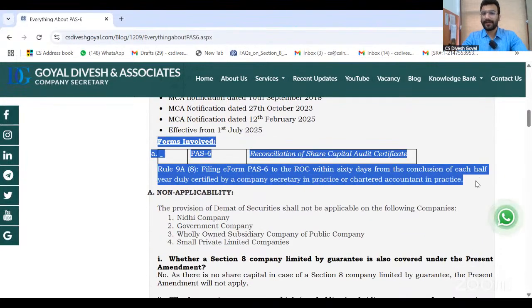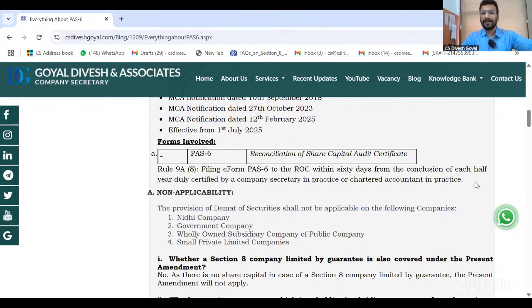Now the question arises, which form is involved? So this is our main point of discussion today, PAS-6. PAS-6 is involved for this provision. So if Demat is applicable on your company, you have to file PAS-6 with the ROC within 60 days from the conclusion of each half year.